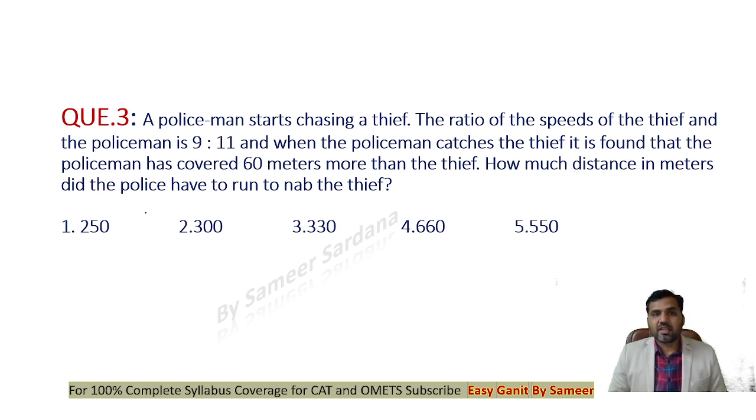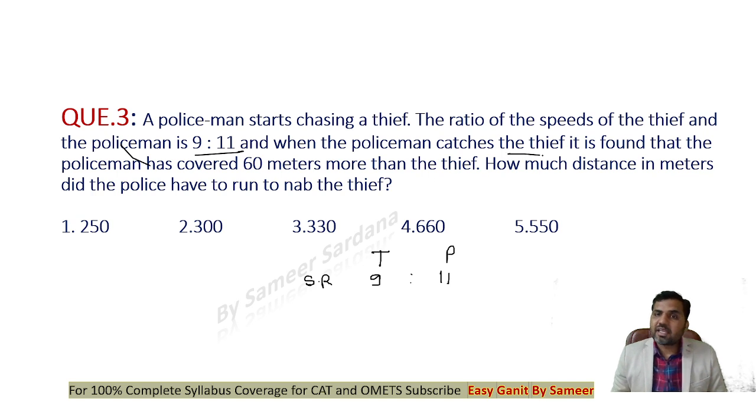Moving ahead to the next type of questions, relative speed or police and thief questions. A policeman starts chasing a thief. The ratio of the speed of the thief and the policeman is 9:11. That means if the thief is running at a speed of 9, then the police will be running at a speed of 11. That's the speed ratio.